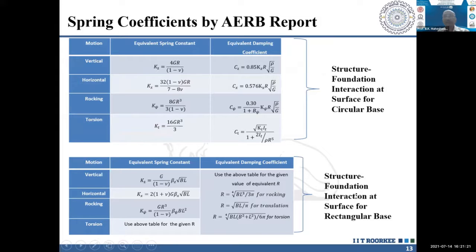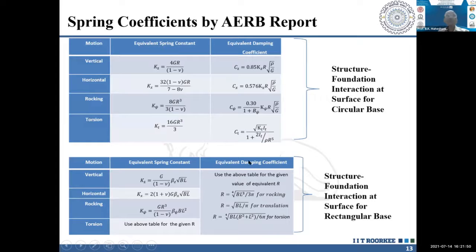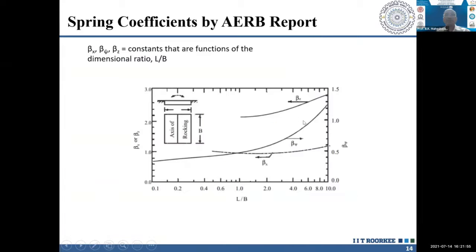Then if you do not have a circular base but a rectangular base, we can find the equivalent radius, where for horizontal and vertical the area should be the same, while for rocking and torsion the moment of inertia should be the same. By equating, this is given here. In this case, some coefficients come in, which can be found from this graph. This depends on L by B, the ratio of the length and width of the foundation. So you can determine these coefficients using this chart. This way we can find the spring and dashpot coefficients for circular as well as rectangular foundations.